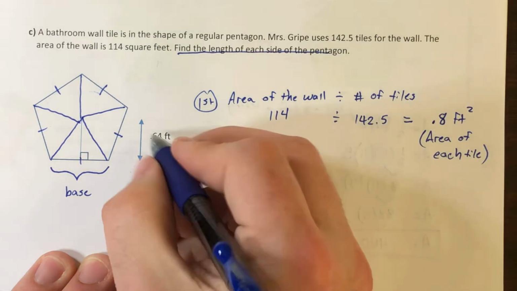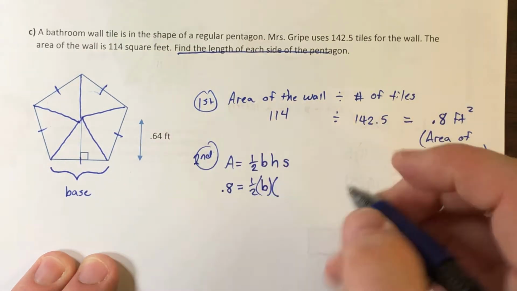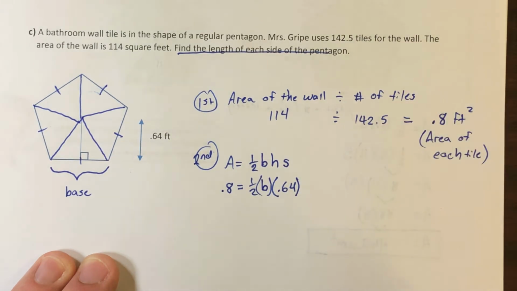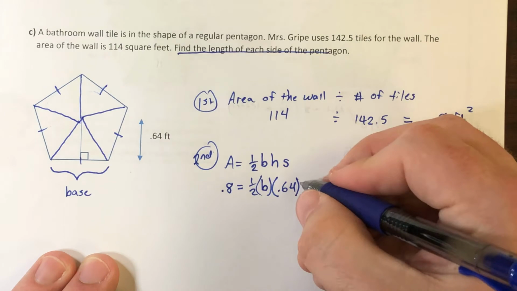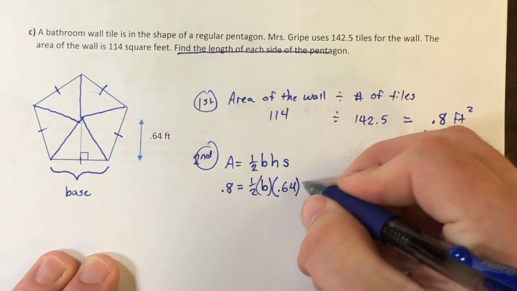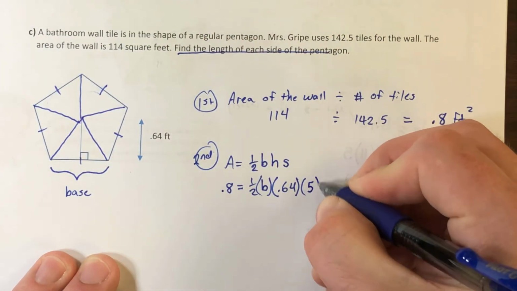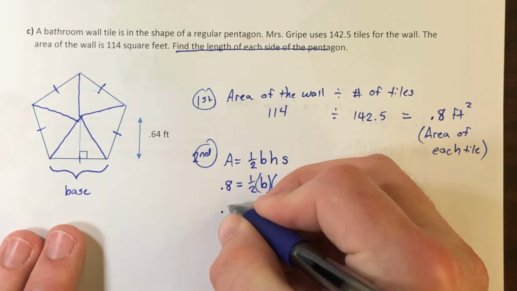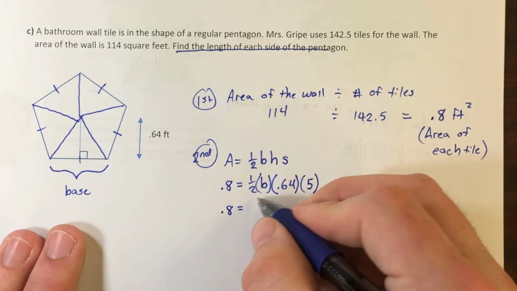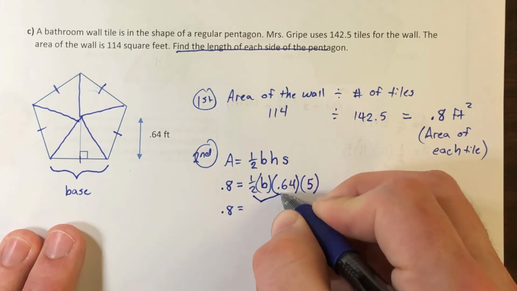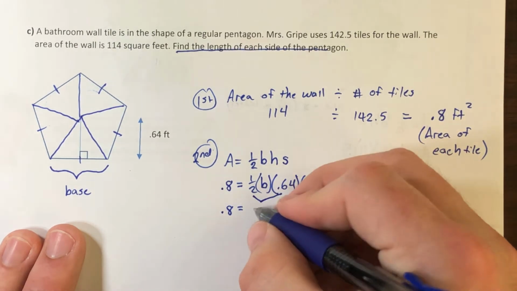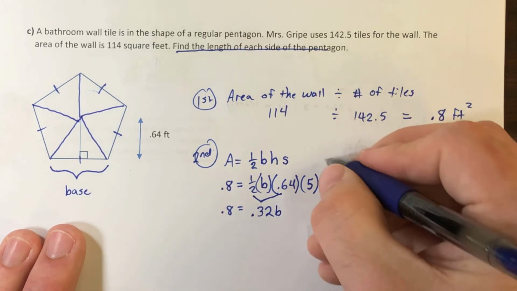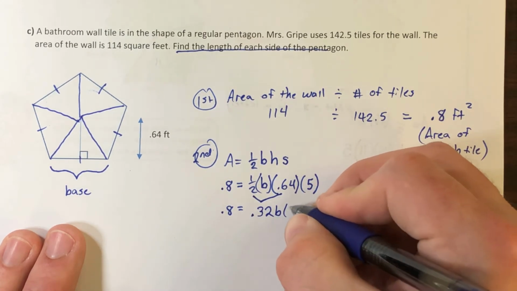Do I know the height? Yes, the height of one of the triangles is 0.64. So a little bit more than half a foot. And how many sides are there? It's a pentagon, so 5. All right, next step, start simplifying. 0.8 equals, what's 1/2 times B times 0.64? That would be 0.32B. Bring down our 5.